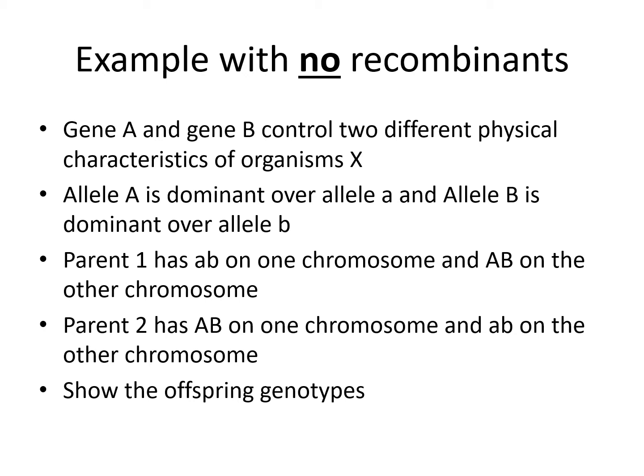Parent 1 has the two lowercase and the two uppercase alleles. But notice that the two lowercase a and b are linked on one chromosome and the uppercase A and B are linked on the separate chromosome. And that's the same with parent 2. So you've always got the dominant A and dominant B linked together, and you've always got the recessive a and the recessive b linked together. And the question is simply asking us to show what the genotypes would be of the offspring.